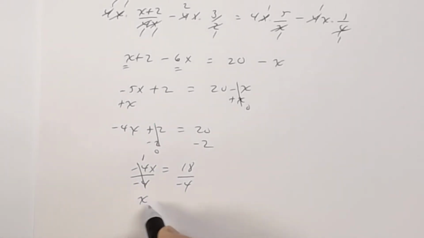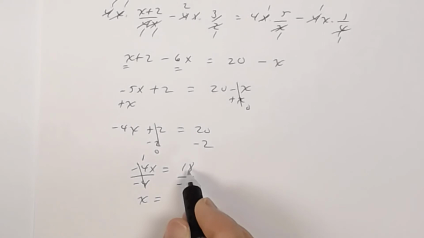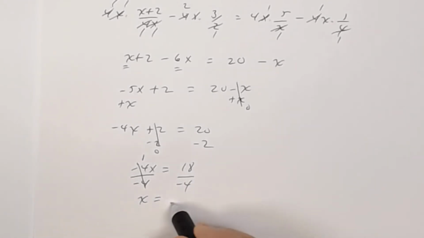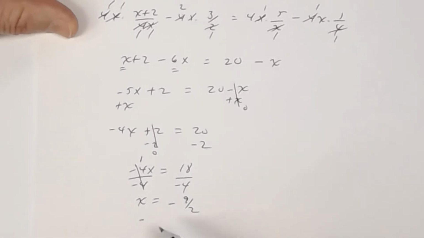So notice I want to get x by itself. Equal. And then remember, positive divided by negative is a negative, but you want to reduce. So 18 fourths, they're both divisible by 2. So it'll be -9/2. Now, remember, you got to check your restriction.